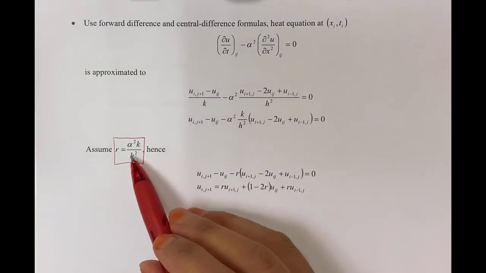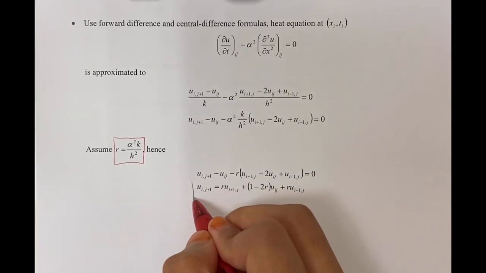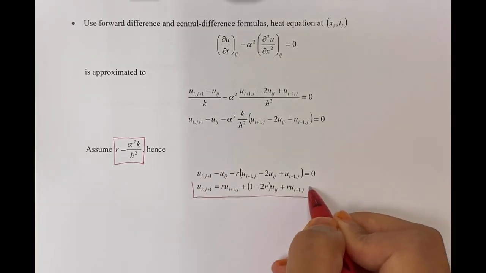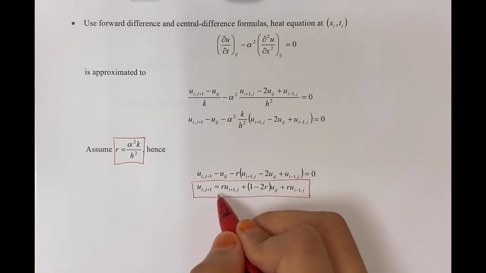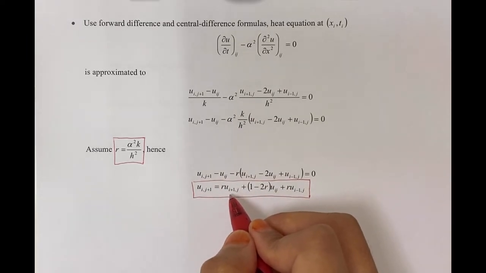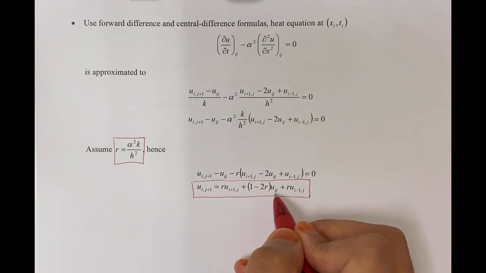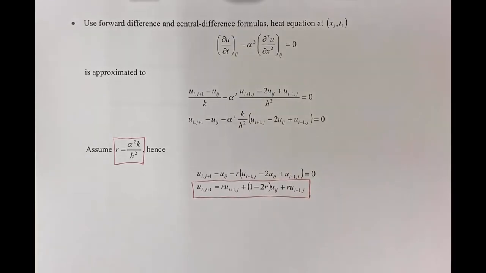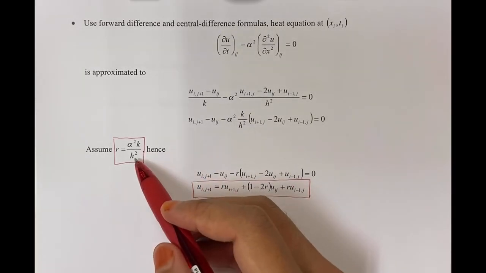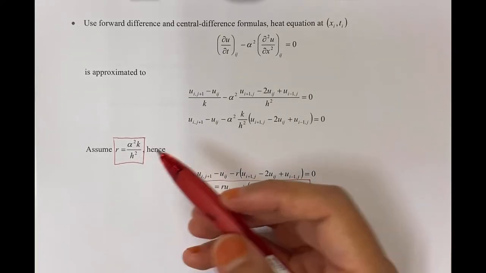Okay, so when we do this substitution, we have this final simple formula. Okay, so you need to remember this. u(i,j+1) is equal to r u(i+1,j) plus (1 minus 2r) u(i,j) plus r u(i-1,j). Okay, what is k and h? Okay, k and h are the step sizes. We will see what k and h are in the next example.